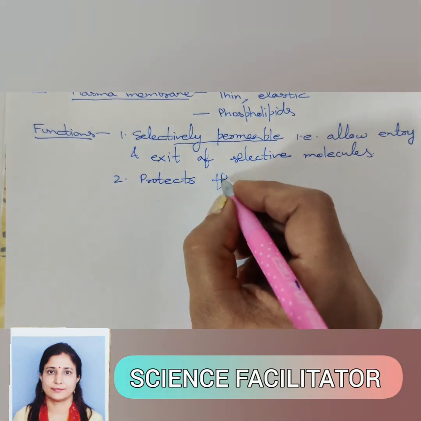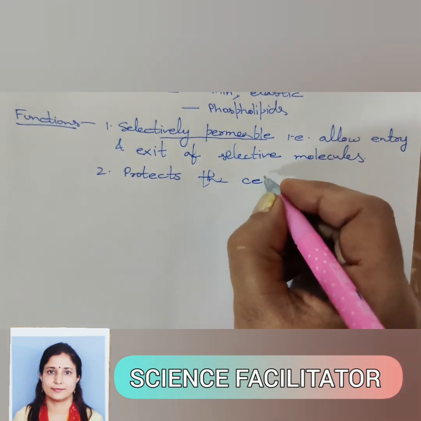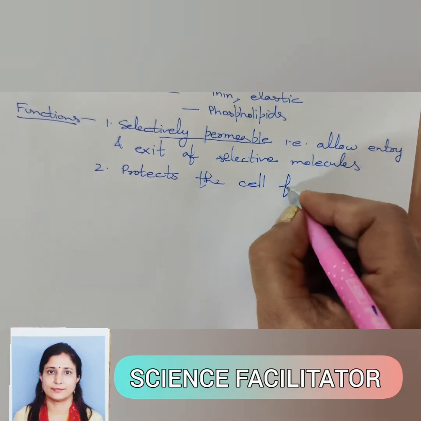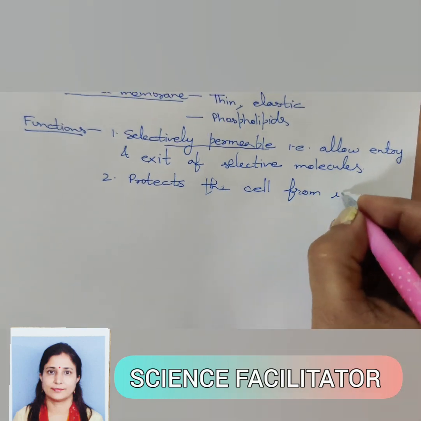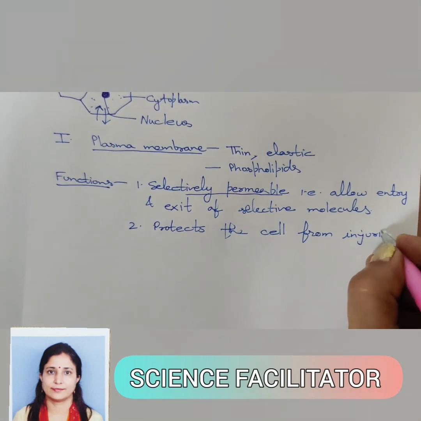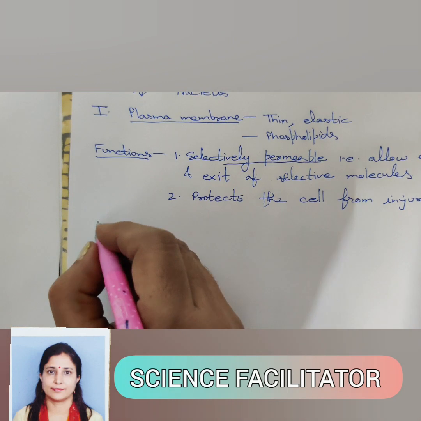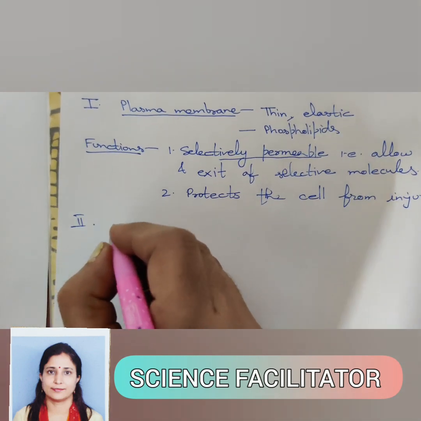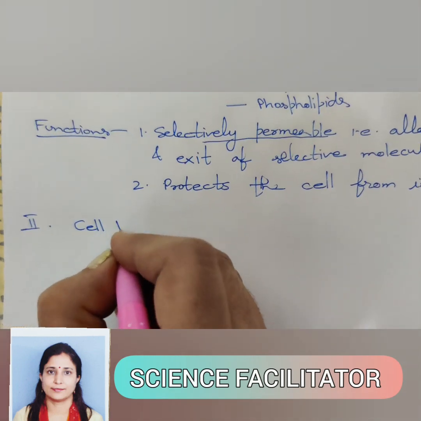Secondly, it protects the cell from injuries. Some more functions are there, but that you will study in higher classes. Let's start with the outermost boundary in the plant cell, that is cell wall.